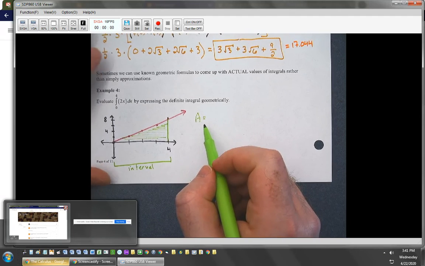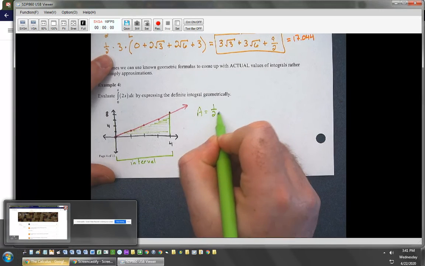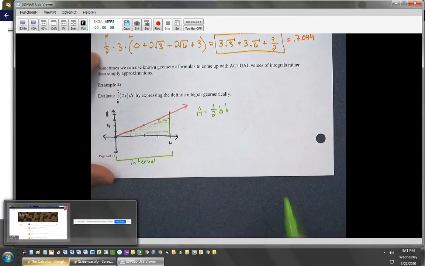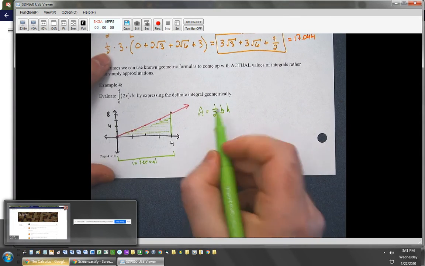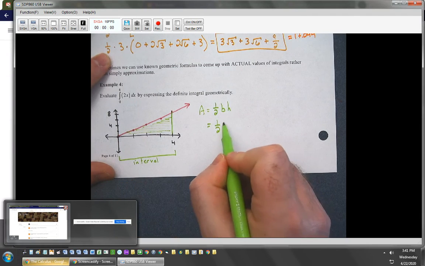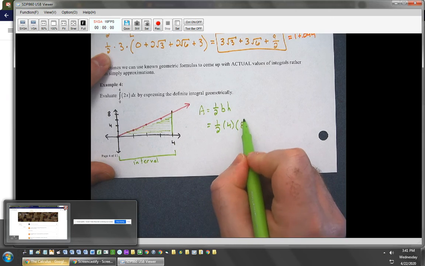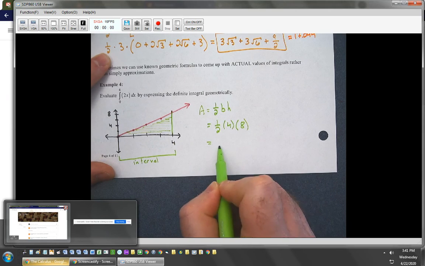I'll give you a chance to write it down first. This is not going to be given to you. This is one you got to know. Area equals 1/2 base times height. 1/2, our base is 4. Our height is 8. That's 2, that's 16.